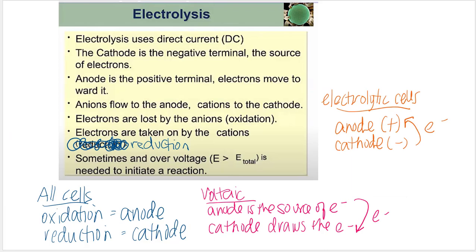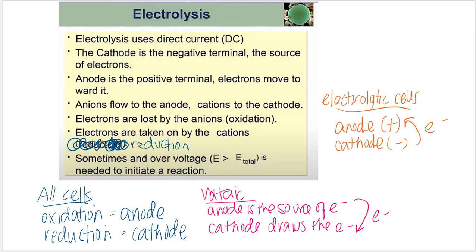Here's some more info about electrolysis. Electrolysis uses direct current, which is abbreviated DC. It has an external electrical force that's driving the non-spontaneous reaction. The cathode is the negative terminal, the source of electrons. So it is flipped.